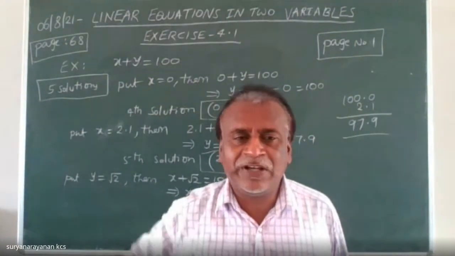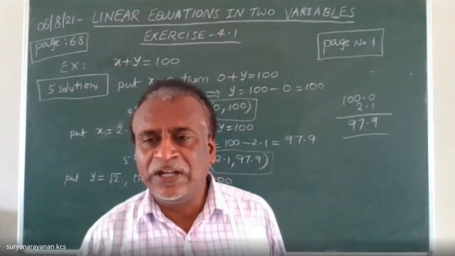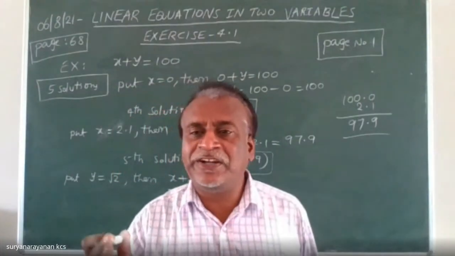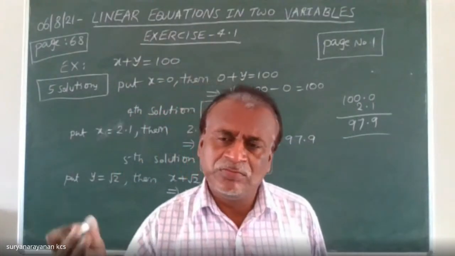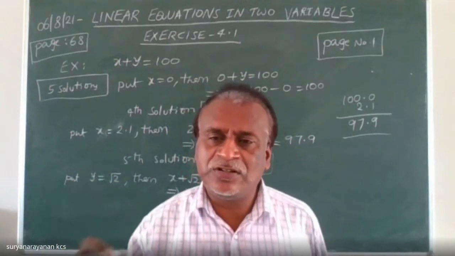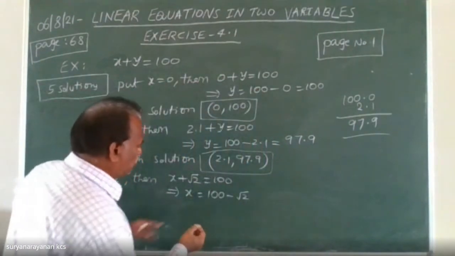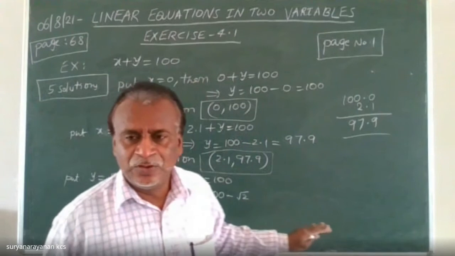Sir, can we take the value of root 2 as 1 point something? It's okay, we can take, but we don't have the exact value of root 2. That is only an approximate value. We can take 2 decimal places or 3 decimal places, or you can leave it as it is: 100 minus root 2. That's enough. No need to simplify.